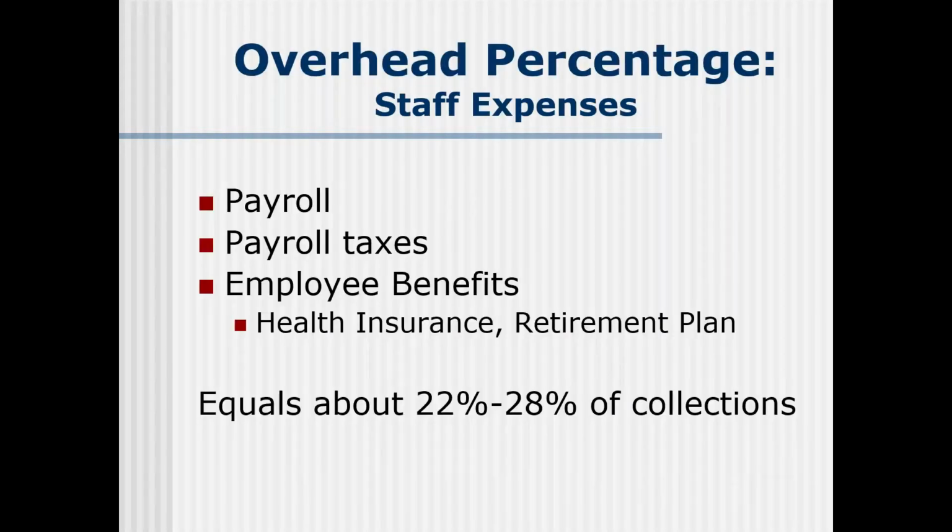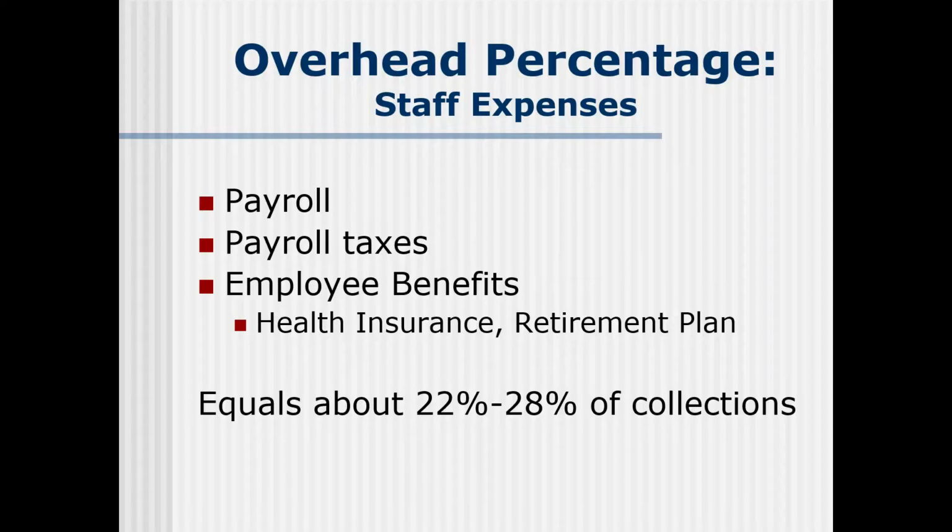The first and biggest expense and component of overhead is staff expenses. And don't forget, this is all non-doctor overhead, so it doesn't include anything paid to the owners, and it doesn't include anything paid to the associates. But staff expenses do include payroll for the front desk people, hygienists and assistants, the payroll taxes and employee benefits that are paid to them, and that includes health insurance and the retirement plan contributions. For most practices, the low end of staff expenses is 22% of collections, and the high end is about 28% of collections.